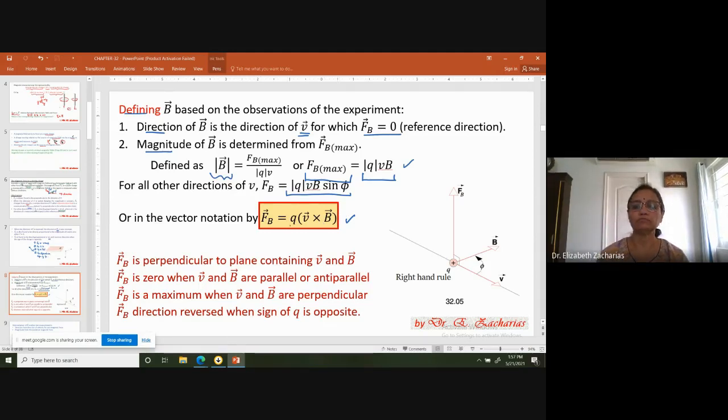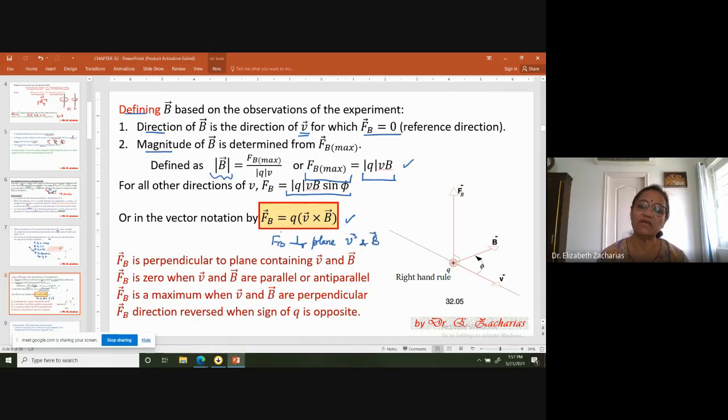Now you're seeing that there is a cross product involved. Here the magnetic field is a vector, and not only that, now you have to see that FB is perpendicular to the plane containing V and B.